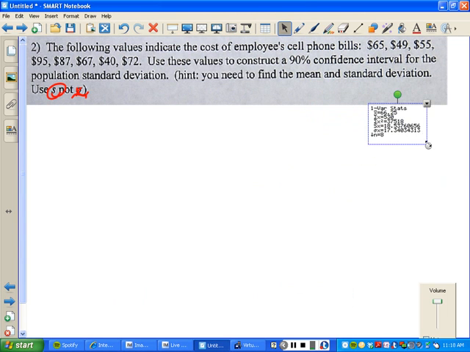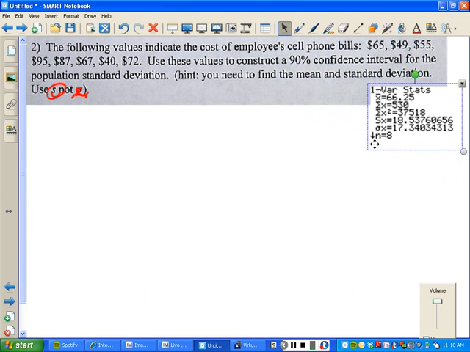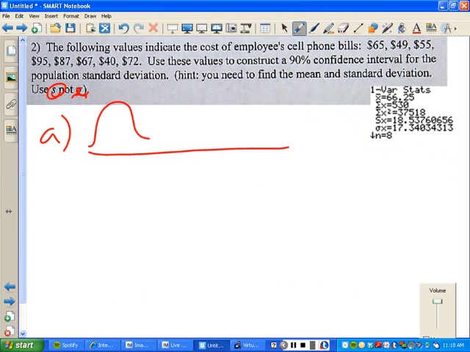Okay. Now, what are we trying to do? We're trying to construct a confidence interval for the what? We're constructing a 90% confidence interval for population standard deviation, right? So, for the population standard deviation, that requires us to use which chart? The chi-square chart, right?